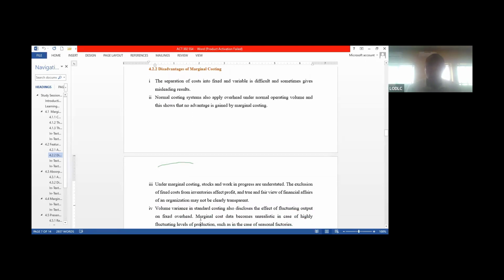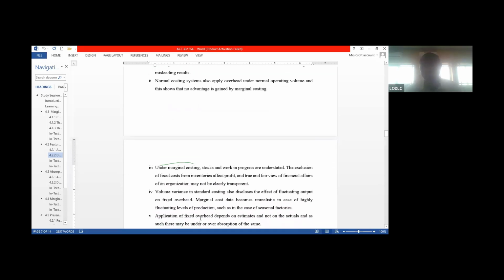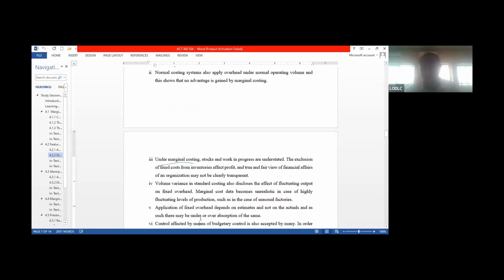Under marginal costing, stocks and work in progress are understated. So that's another thing. The exclusion of fixed costs from inventory affects profit, and a true and fair view of the financial affairs of an organization may not be clearly transparent. Because if the exclusion of fixed costs from inventory affects profit, it might be difficult for you to have a true and fair view of the financial affairs.